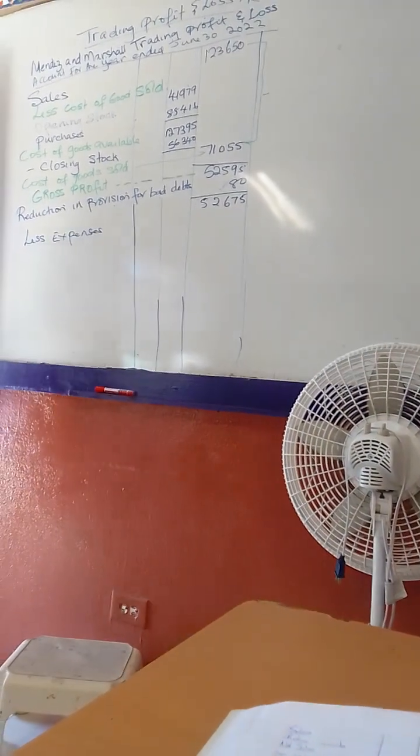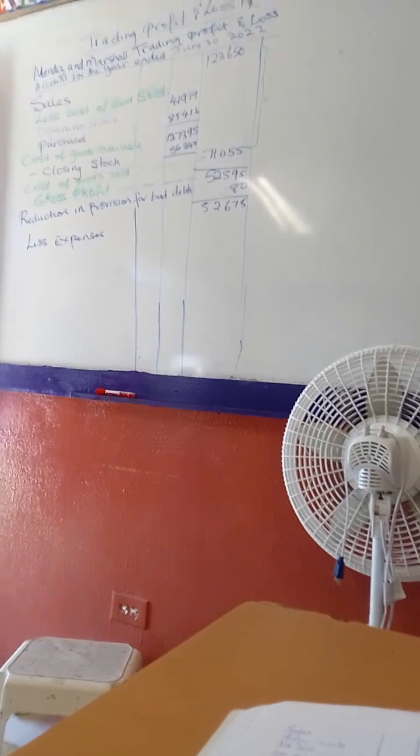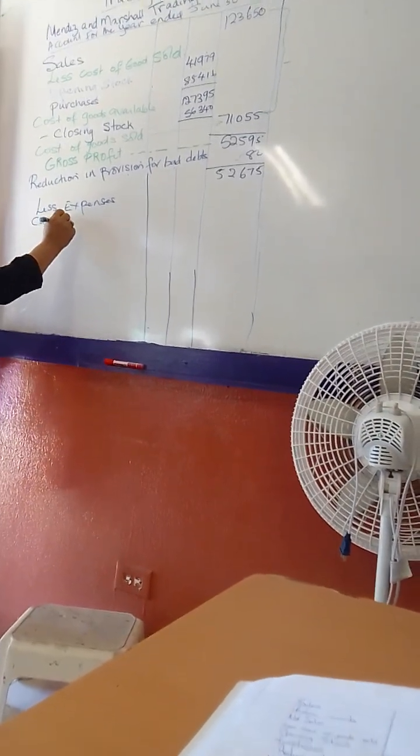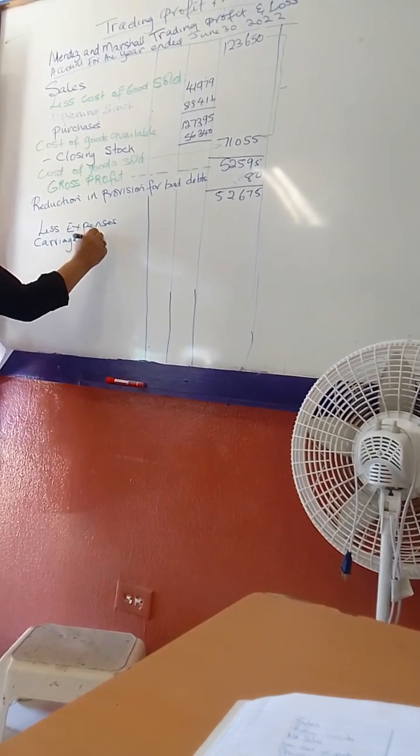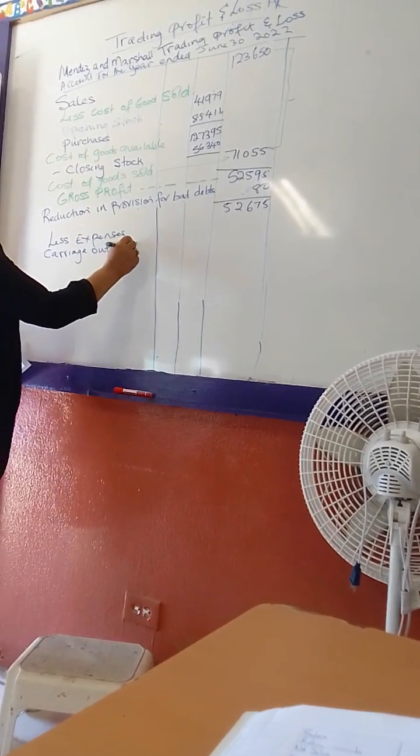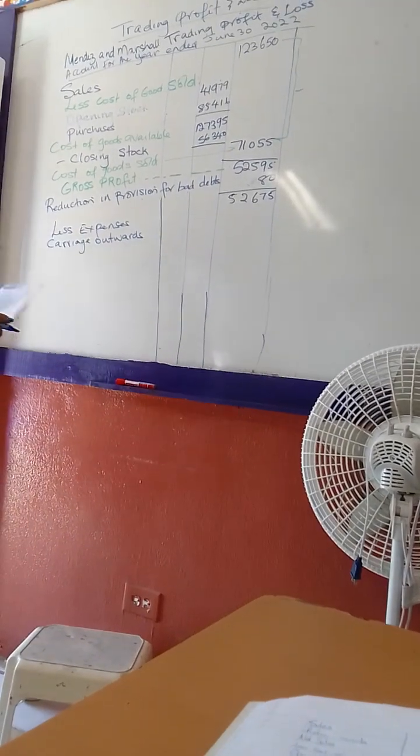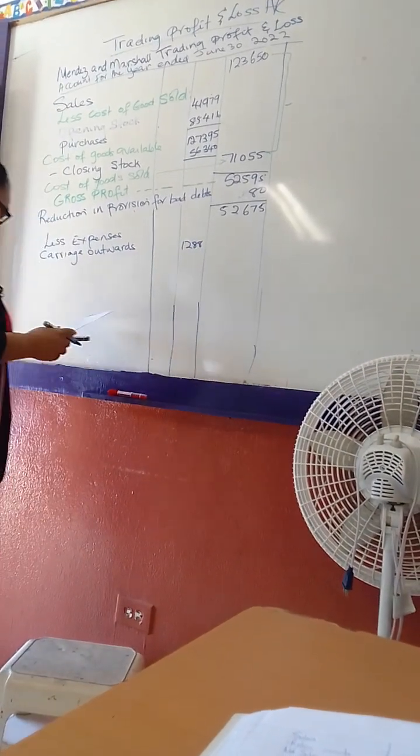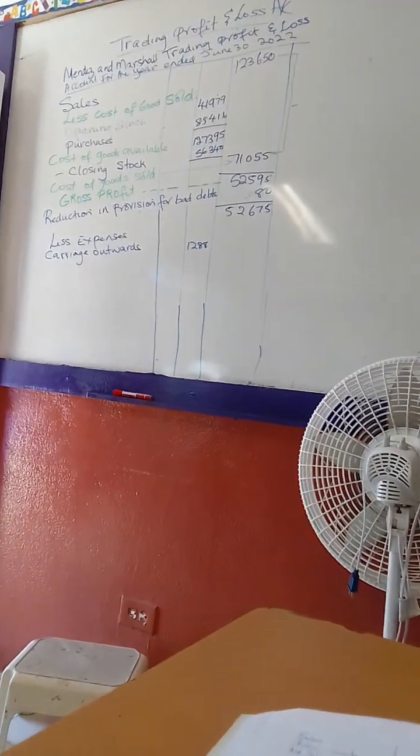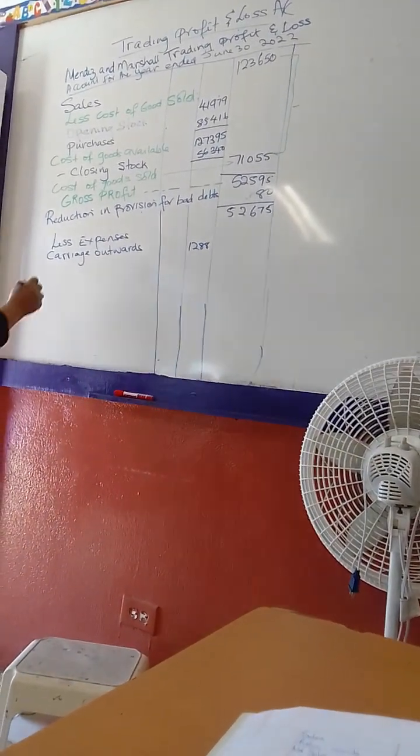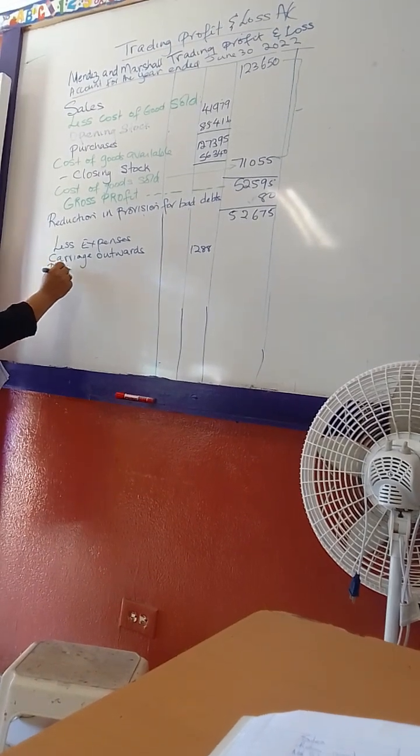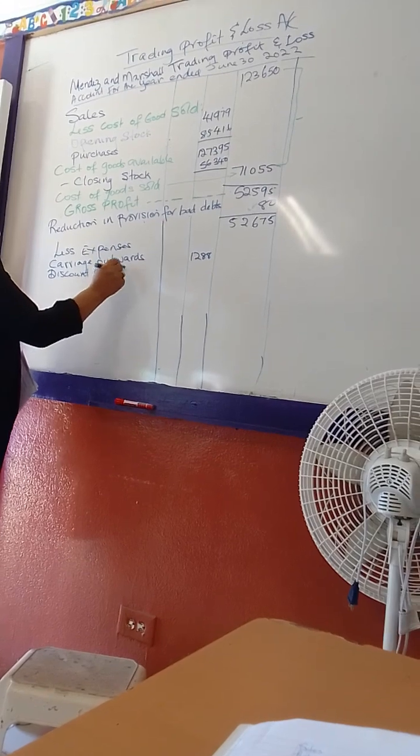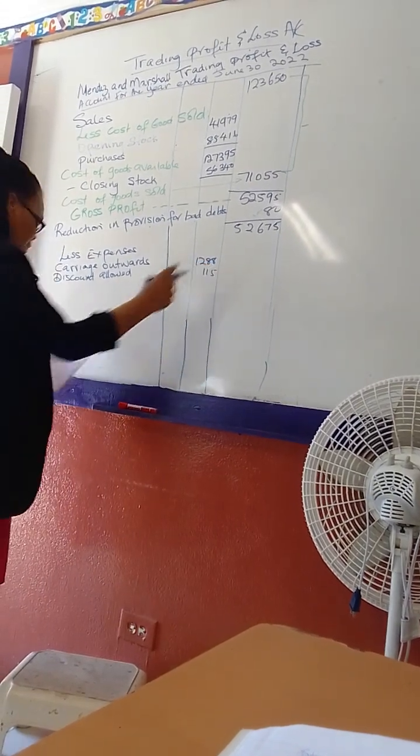First expense we had was carriage outwards. What was the figure for carriage outwards? 1,288. What's the next expense? Discount allowed. What's the figure for discount allowed? 115. What's the next figure?